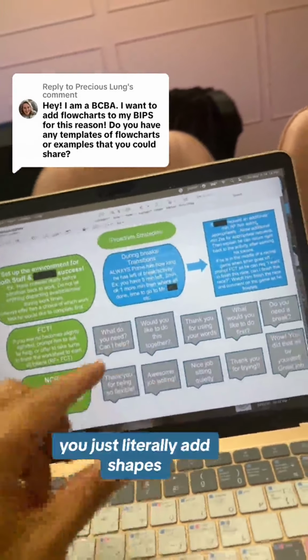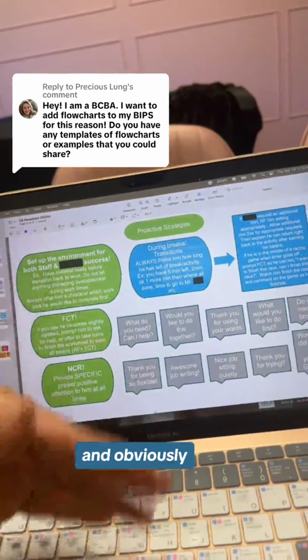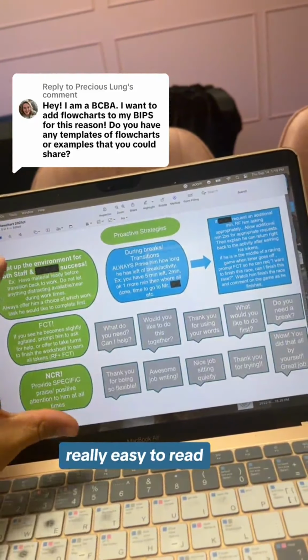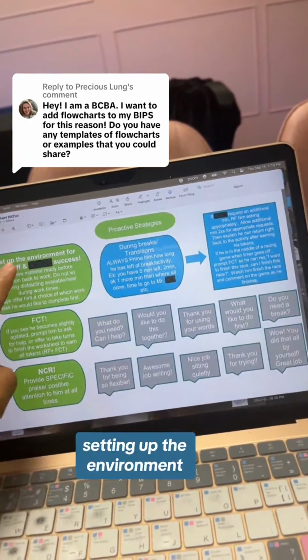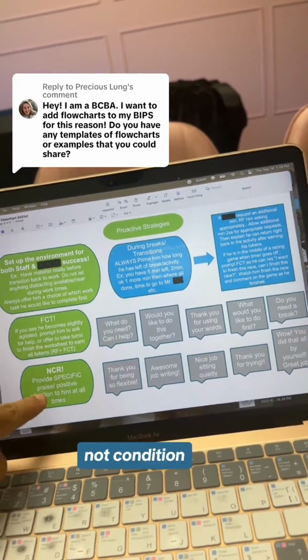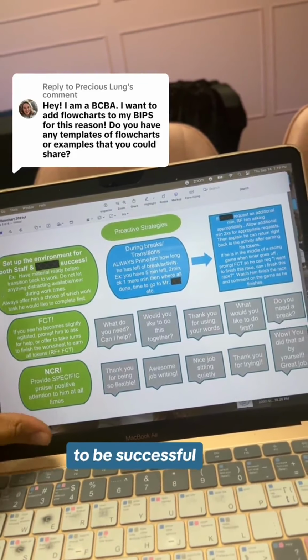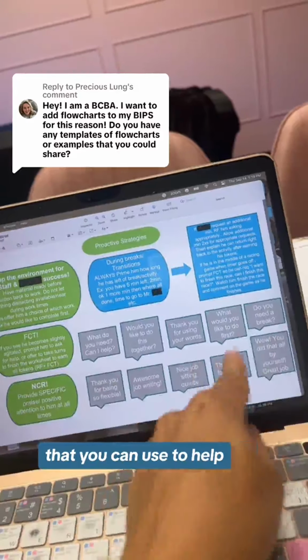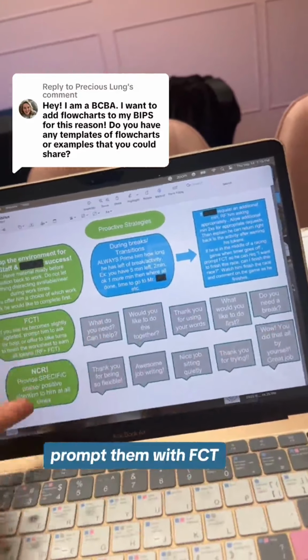So with this flowchart, you just add shapes, and depending on your BIP, you make it low effort, high reinforcement, really easy to read. These are proactive strategies: setting up the environment, prompting FCT, and non-contingent reinforcement. He needs all this to be successful. During breaks, I put examples, and there are also quotes you can use to help prompt them with FCT and also NCR.